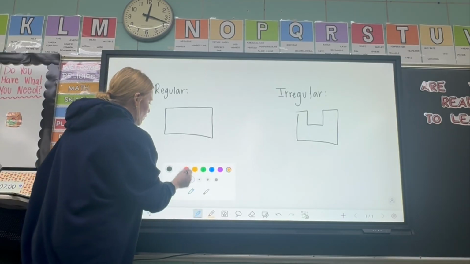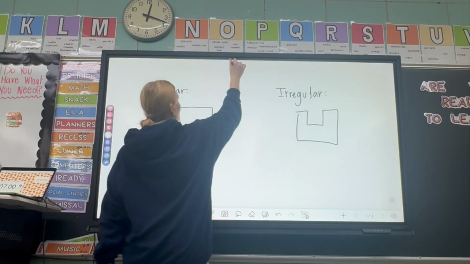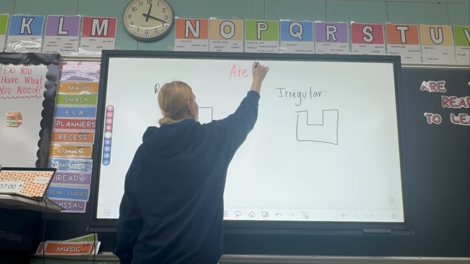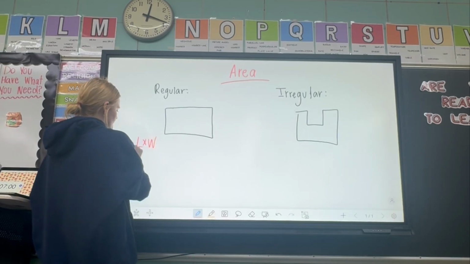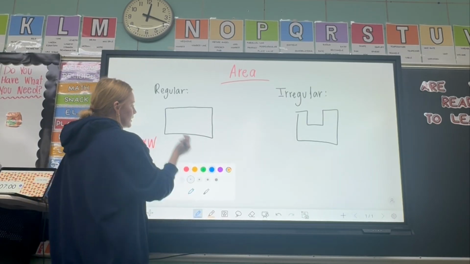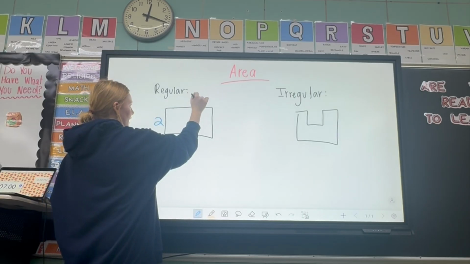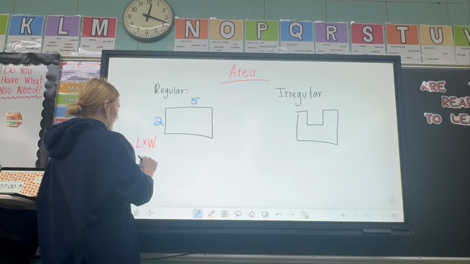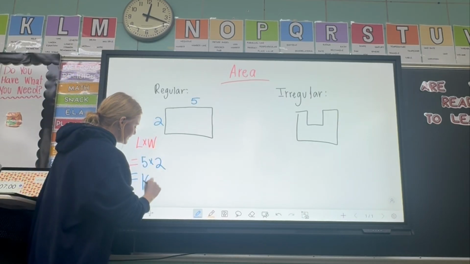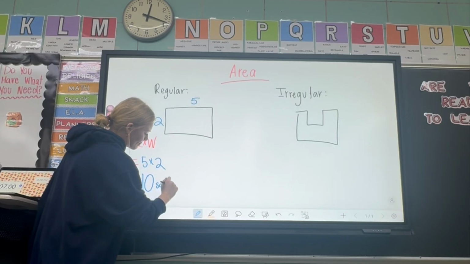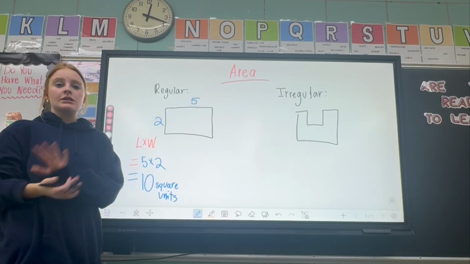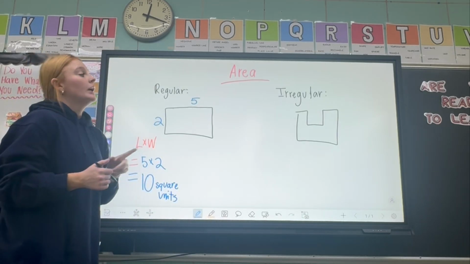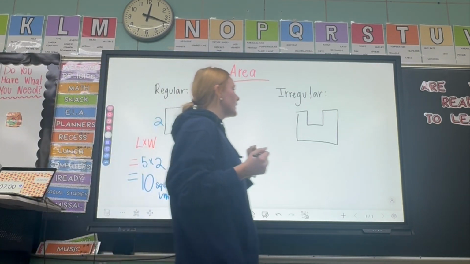So, when we find area, we are always doing length times width. If my problem here said 2 and 5, my length is 5, my width is 2. The area of this shape is 10 square units. Easy peasy lemon squeezy. That's for regular. Now, irregular gets a little bit trickier.